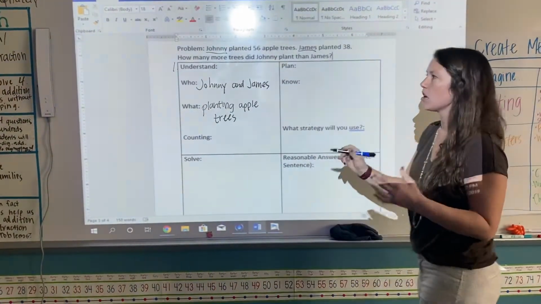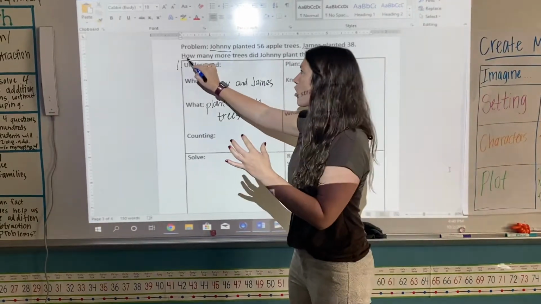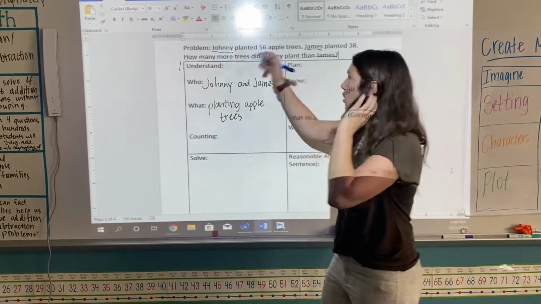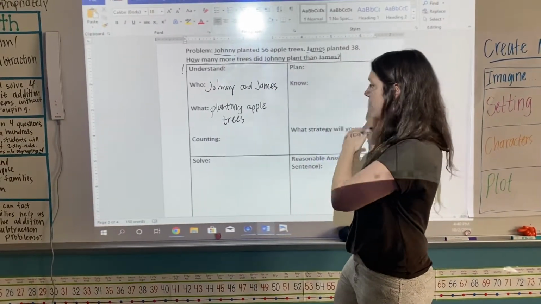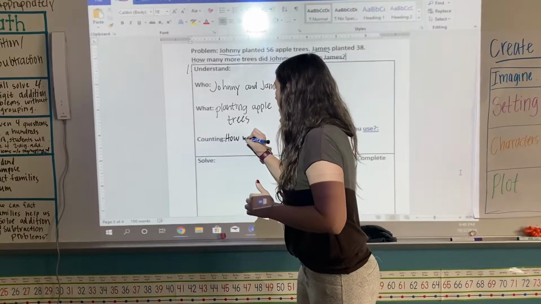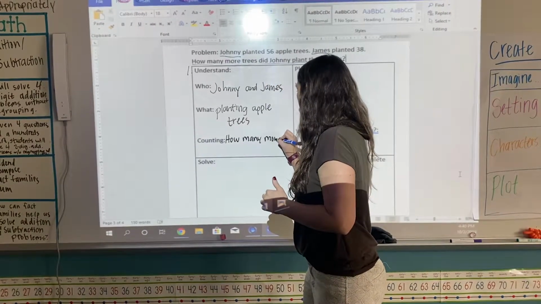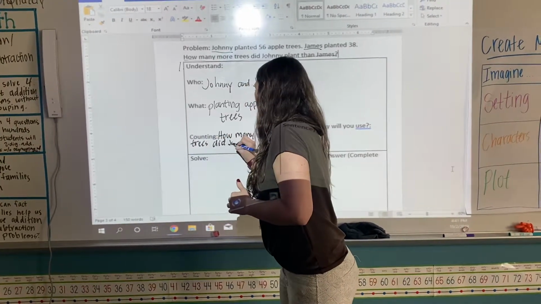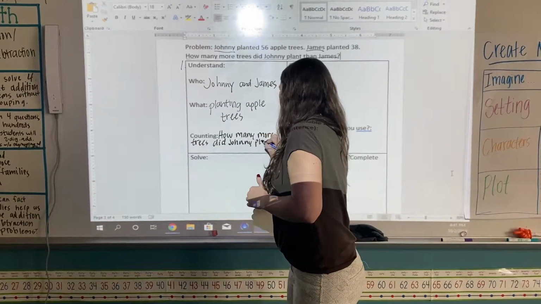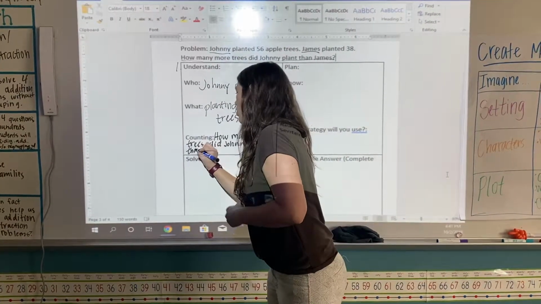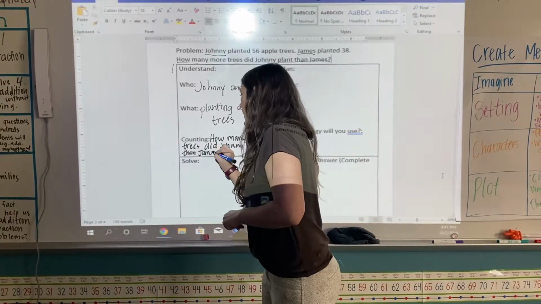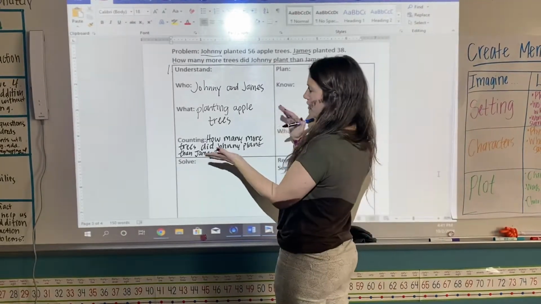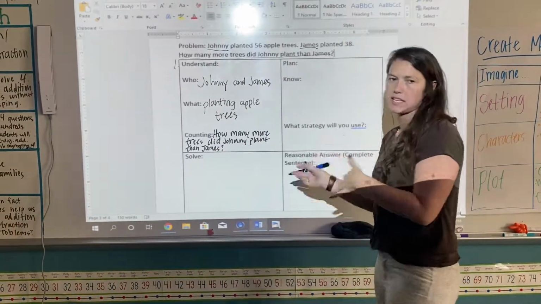And then for counting, we're just simply rewriting the question that's asking because that's telling us what they're counting. So how many more trees did Johnny plant than James is just going to go right here. How many more trees did Johnny plant than James? So now we understand who is part of the problem, what are they doing, and what are they asking us to count? They're asking us to count how many more trees Johnny planted than James.